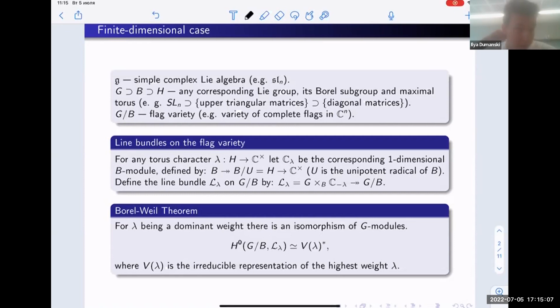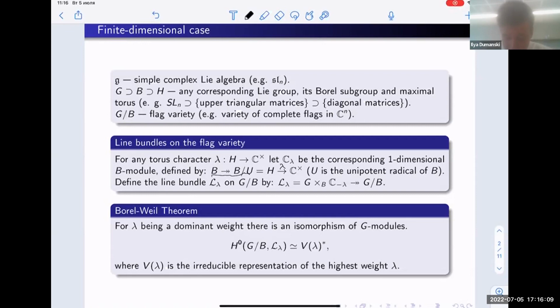And the main geometric object we are dealing with is G quotient by B, which is called the flag variety, and in case of SL_N, that is just the manifold of complete flags in n-dimensional complex space. Okay, now let us pick any character lambda of the torus H, and then we can construct a one-dimensional B module using this character, just by taking the quotient of B by its unipotent radical, getting H, and then composing it with lambda. The unipotent radical in case of SL_N is nothing else but unitriangular matrices with identities on the diagonal and zeros below the diagonal.